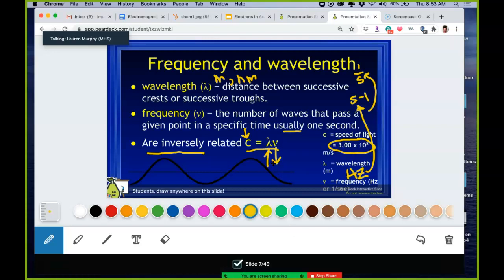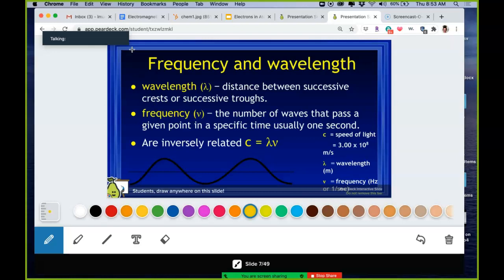So this should make sense because, I'm going to erase this again. If you have a wave up here, like this, and then below it, I'll do this wave.